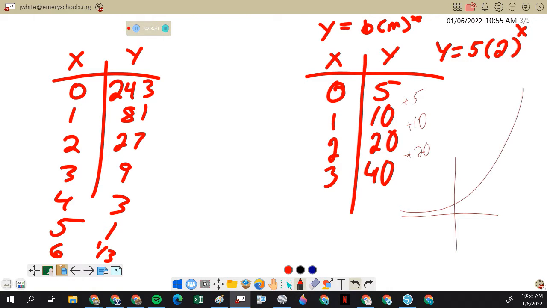So the process is divide by 3, but I don't want to represent it as a division. I want to represent it as a multiplication. So here's what I do. y equals 243 times something to the x. Yes, the equivalent of dividing by 3 is multiplying by 1/3. Okay, what is that graph going to look like?